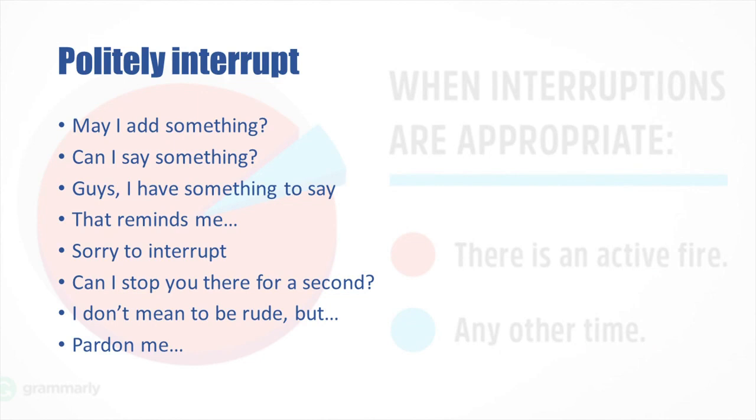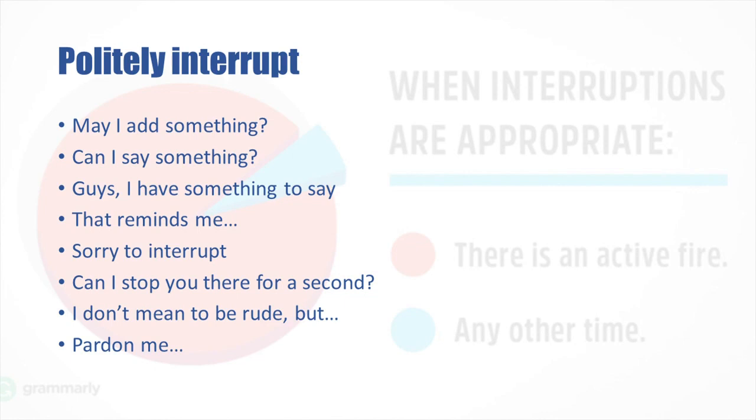So you could use phrases like, may I add something, or can I say something? Okay, and if it is a little bit informal, you could say, guys, I have something to say. If it's like a peer group, all people of your same age, then you could say, guys, I have something to say. Now, that reminds me, this could be a little intrusive if you are saying this to unfamiliar persons. Okay, so try to say it to people who you know.